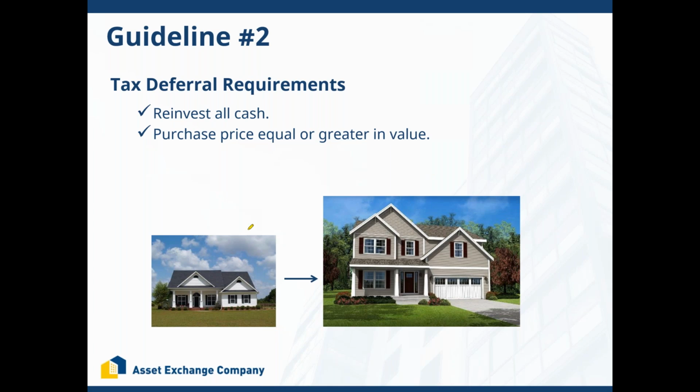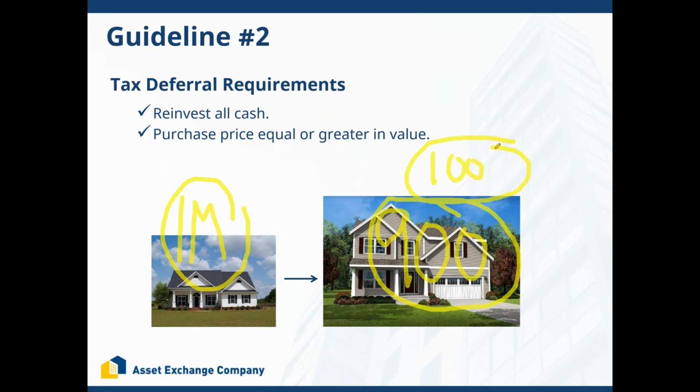Now, what happens if you don't replace the value? Well, if you sold for $1 million and you trade down in value, so let's say I buy something for $900,000, it's not the end of the world, but you're not going to have a 100% tax deferred exchange. You're going to pay some taxes because you didn't follow all the rules. So if you sold for $1 million and you buy for $900,000, the difference of $100,000 is going to be taxed. And we call that boot.